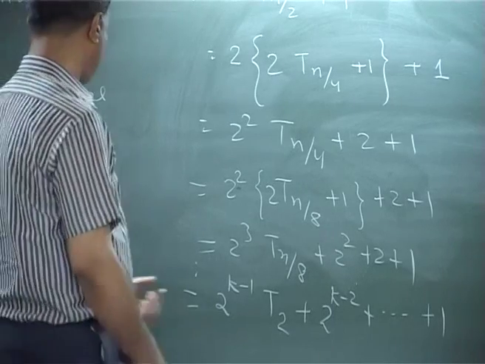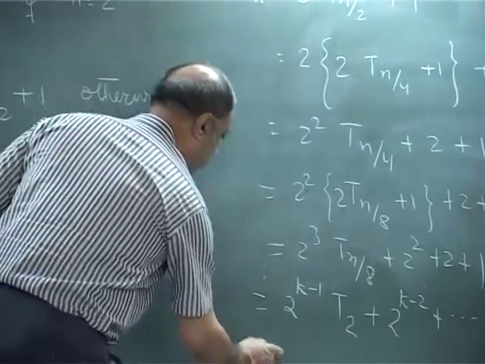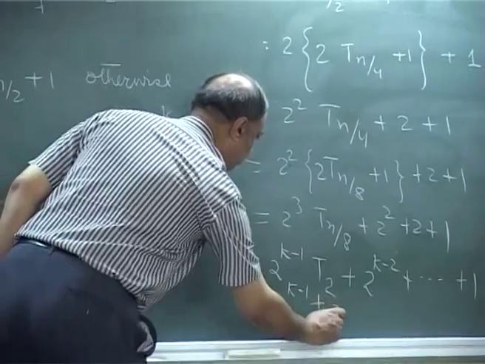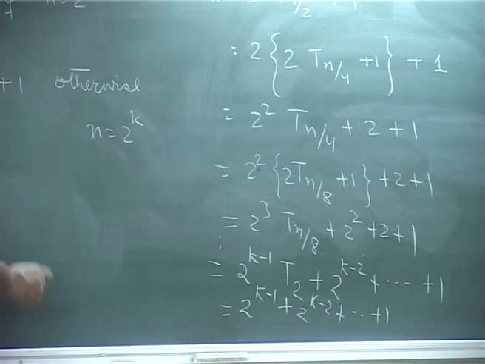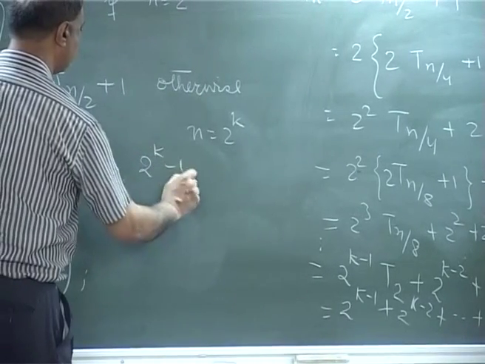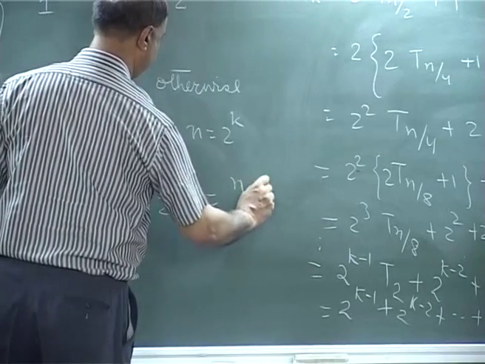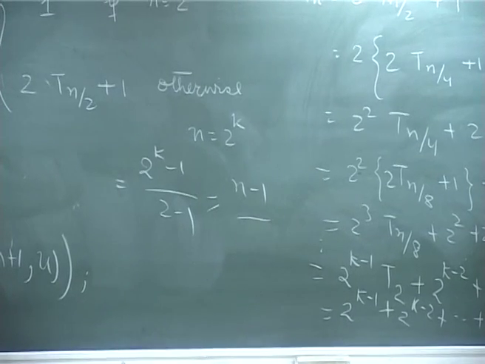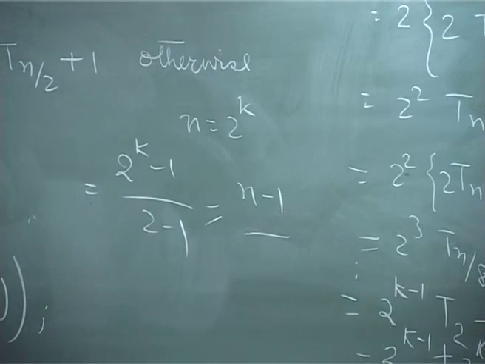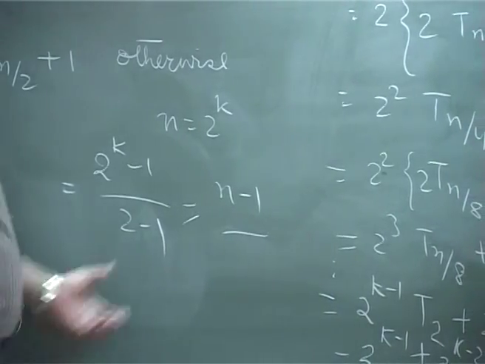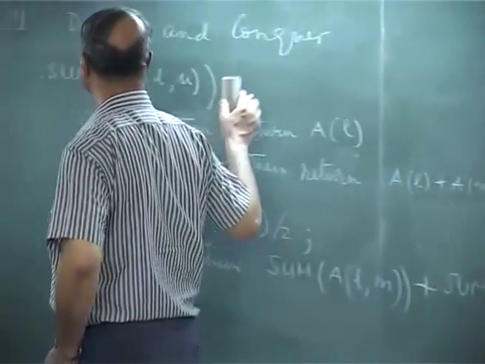Now this T2 is 1, so you get 2 to the power k minus 1, plus 2 to the power k minus 2. So this gives you 2 to the power k minus 1, 2 minus 1, which is nothing but n minus 1. Because 2 to the power k is n, so you get n minus 1. And in reality this is also true: to find the sum of n numbers, you need n minus 1 additions. So this is the first simple problem.